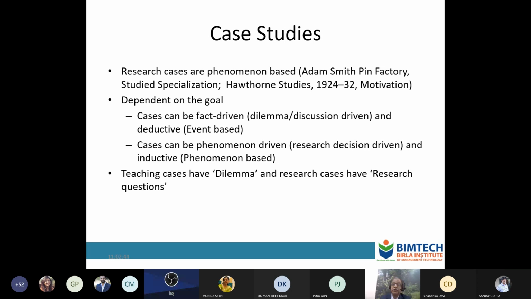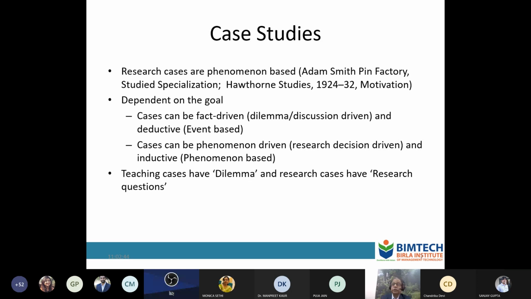He did that, but as a byproduct, he conceptualized what is today known as specialization, whereby he clubbed similar tasks and assigned them to one worker, so that worker becomes proficient in performing those smaller tasks. So that is what specialization is.